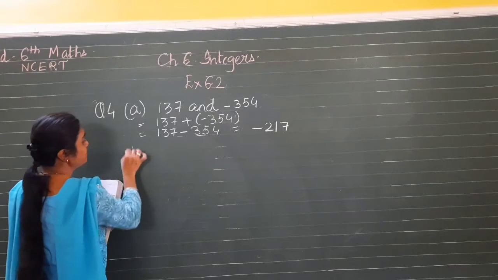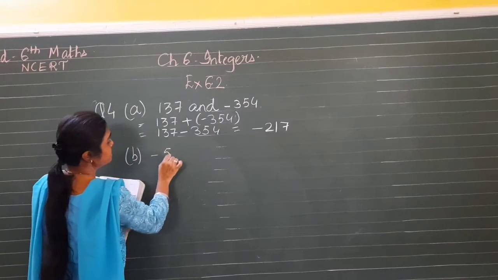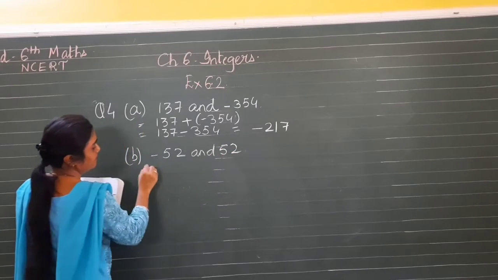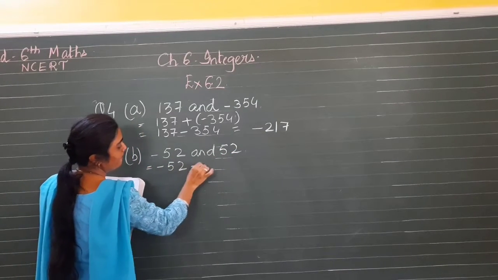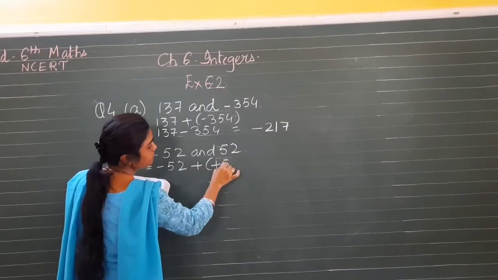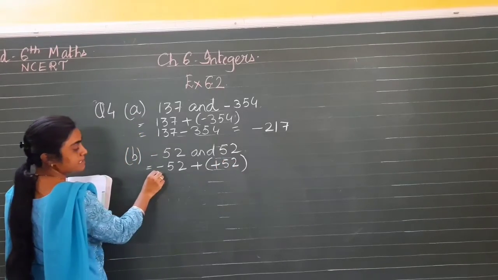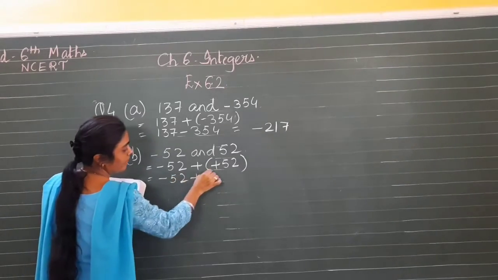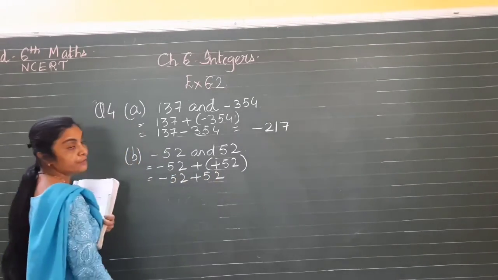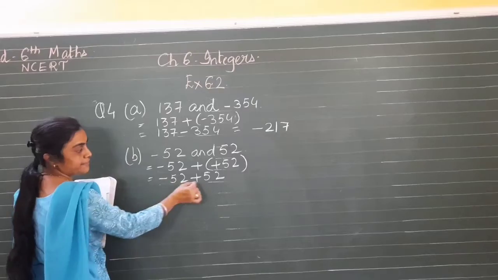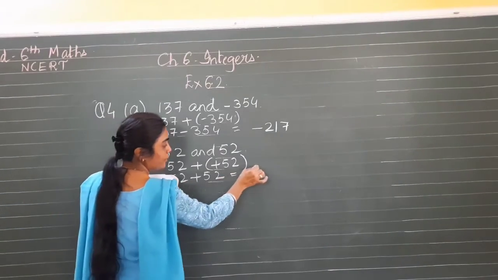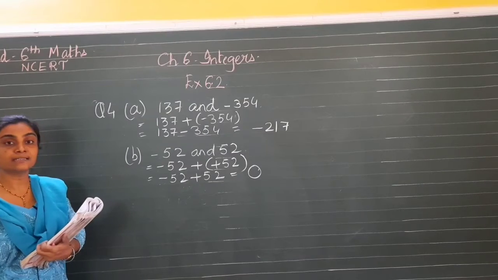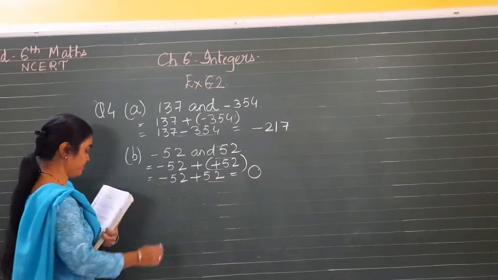Now let us see B. Minus 52 and 52. Minus 52 plus 52. Again one is minus, one is plus. So opposite signs, do the subtraction. If you do the subtraction, here is minus 52, here is plus. So according to the rule, if you subtract, the answer will be 0. Now let us see the question number 5.